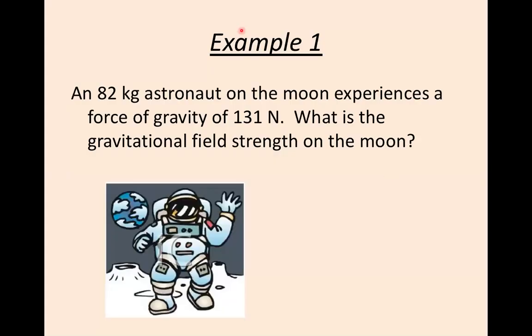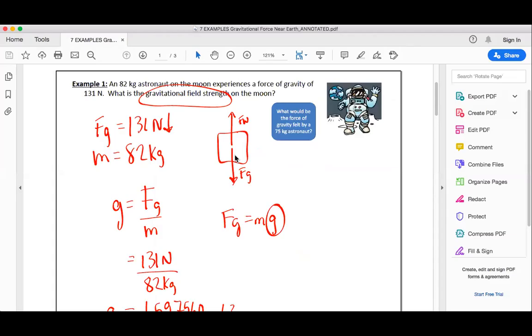So let's try an example. An 82 kilogram astronaut on the moon experiences a force of gravity of 131 newtons. What is the gravitational field strength on the moon?